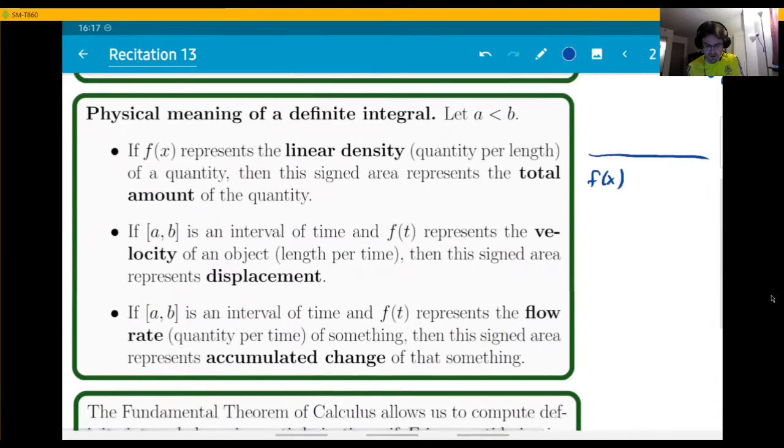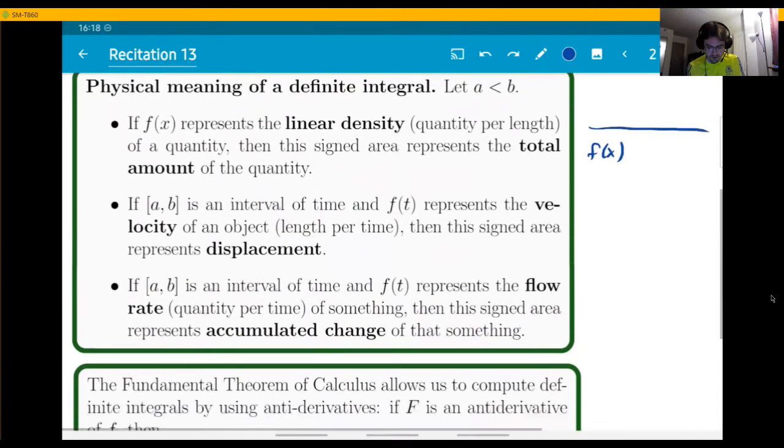If, on the other hand, instead of x, you have a t representing time, and the function f represents velocity, which is length per time, that's a form of the type of functions that we integrate always, just like density, which is per length. If the variable now is time, you're going to have per time. Okay, so if your function is velocity, the integral represents displacement.